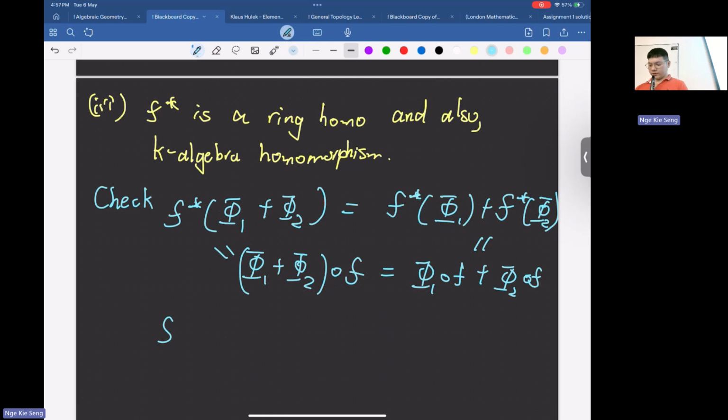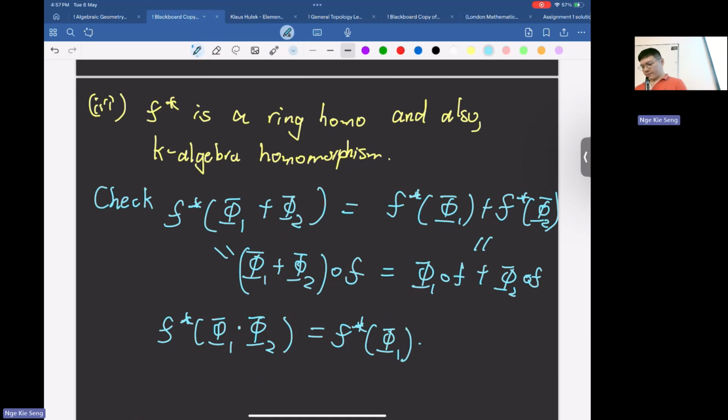Okay. Similarly, you check on products. Here is products, not the composition. It's really a product. So I need to check that it splits into the product of the two pullbacks.